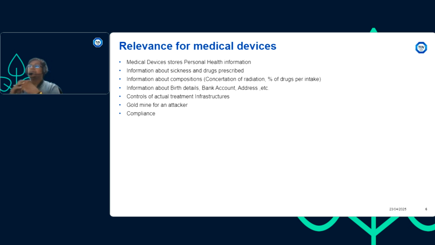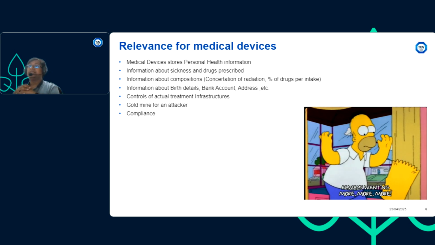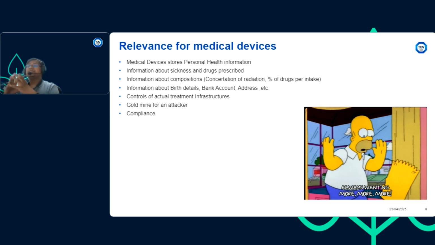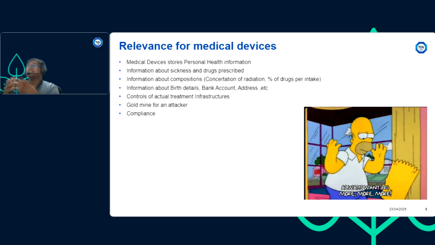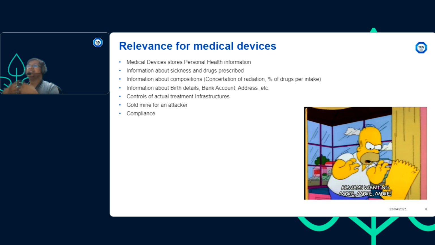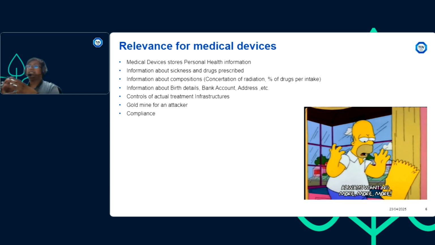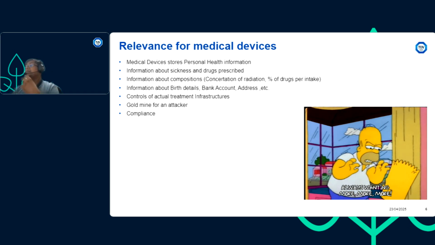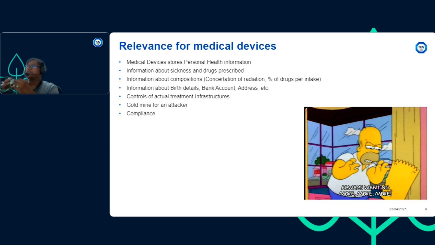To quickly list down the possible reasons why we are looking into medical device security. The first is obviously personal health information or protected health information, where all the information related to a person is stored. Then we have information about drugs and sicknesses, what drugs were prescribed, information about the concentration of radiation, percentage per drug intake, offset values, and all those things. So this is about the medical information. We also have personally identifiable information like birth details, bank accounts, addresses, social security numbers, and all those also recorded in these devices. Sometimes it is for insurance purposes, sometimes just to make sure that your age is valid for that particular surgery. All that information we provide.